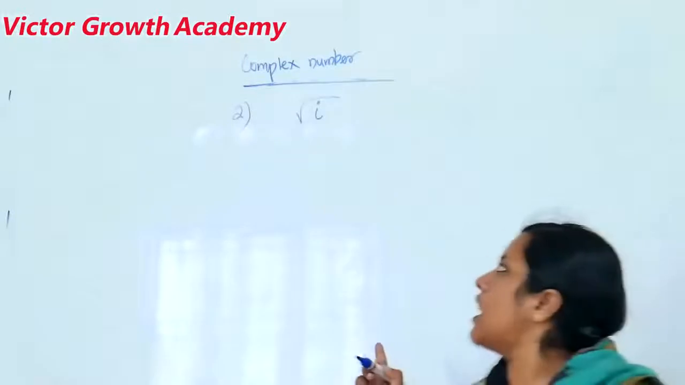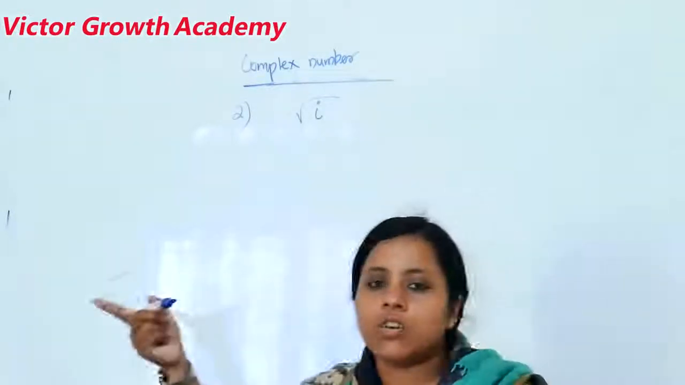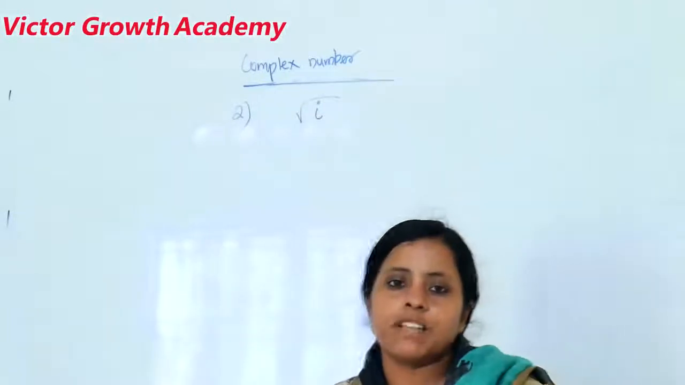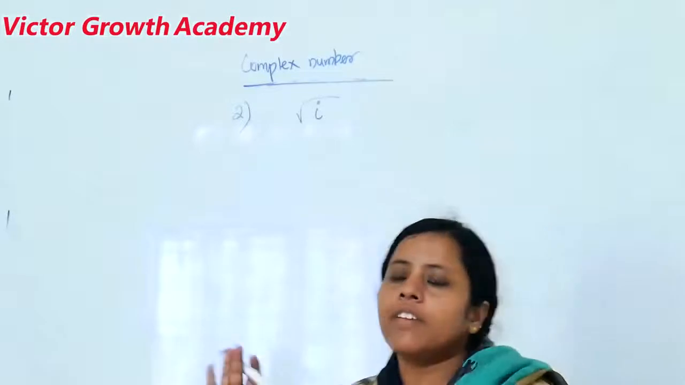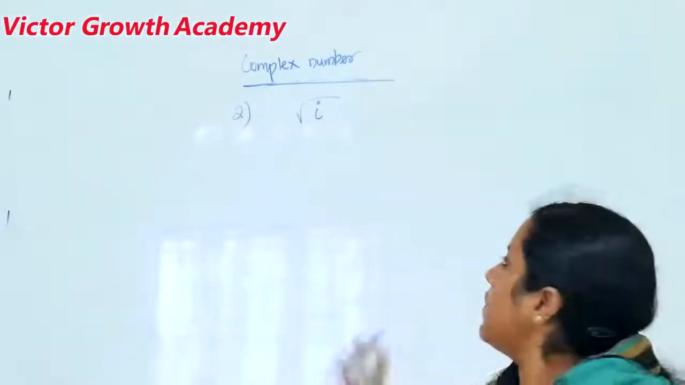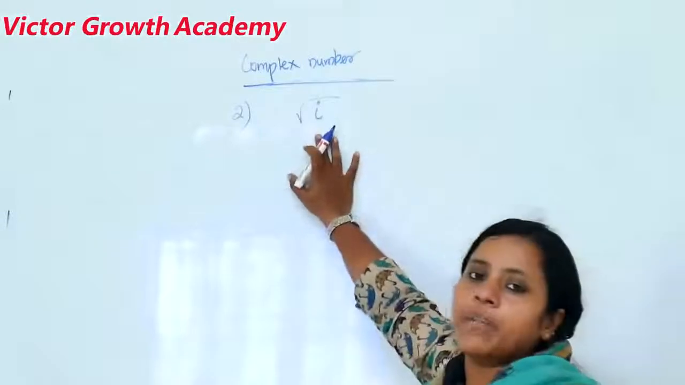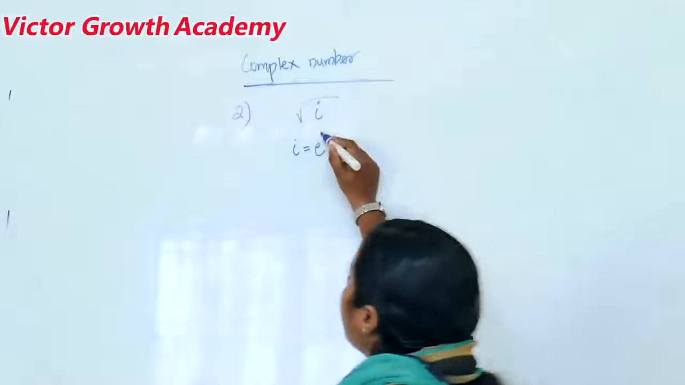This is a basic question, but sometimes we may feel, how can we solve it, nothing is given. So how can we find the square root of a complex number? We need not memorize any formulas. We can just solve it, it will take some seconds only. I have already mentioned what is i: i is e raised to i pi by 2.